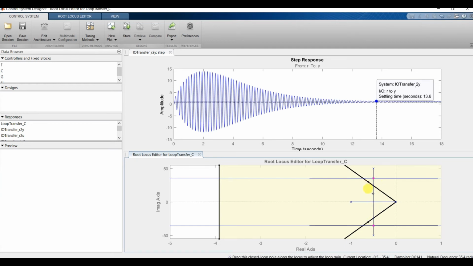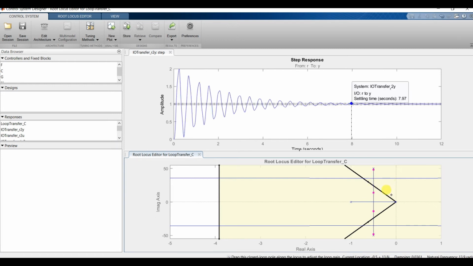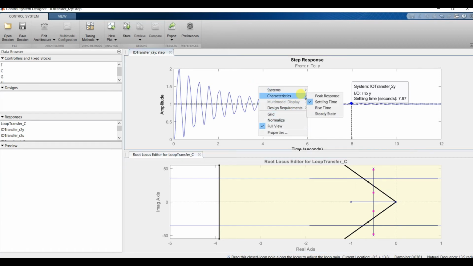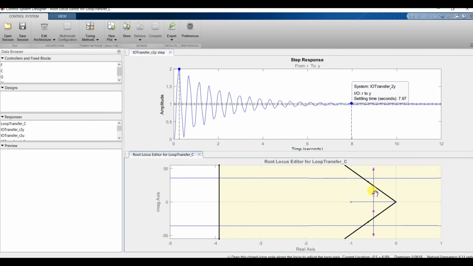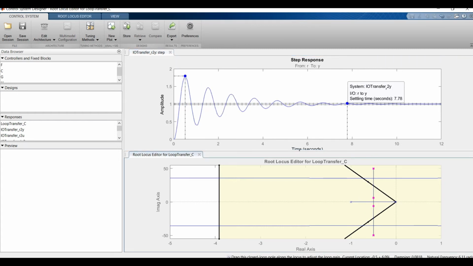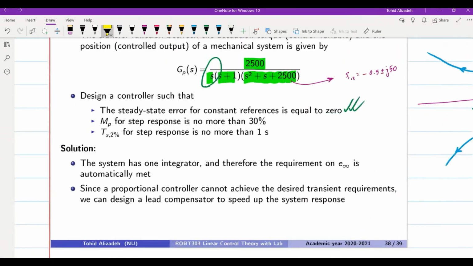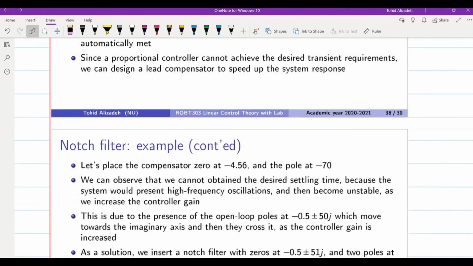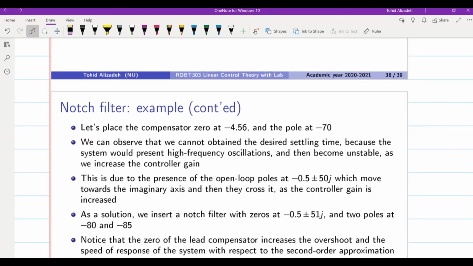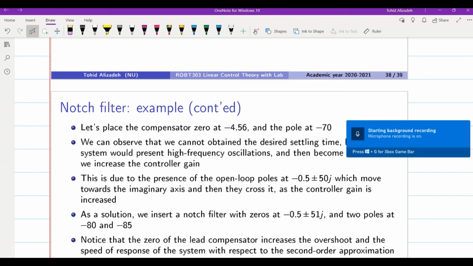You can also see, let me see if I can bring it, yes, you can also here see the overshoot. It's basically around 100% for this value of the gain. Changing the value of the gain will change that value for the overshoot. But you can see that with a proportional controller, we are not able to satisfy those requirements, while we are happy with the steady state requirement.